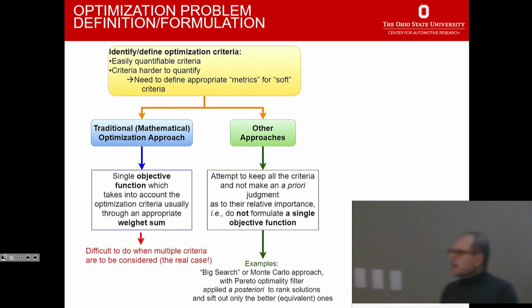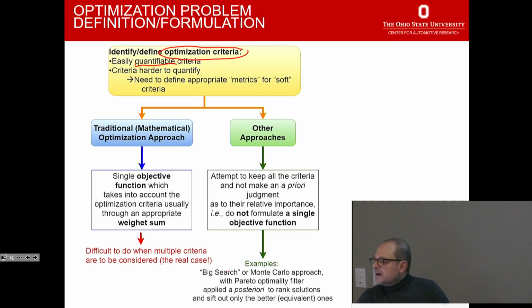So let's talk about the problem definition. So here is a diagram that Claudia very kindly created for me, extracting it from a few slides that had too many words. This makes it a lot easier to follow. So you have to identify optimization criteria. They need to be quantifiable. So for example, minimum fuel, that's quantifiable, okay?